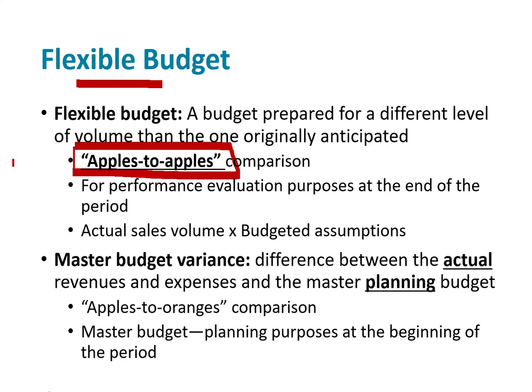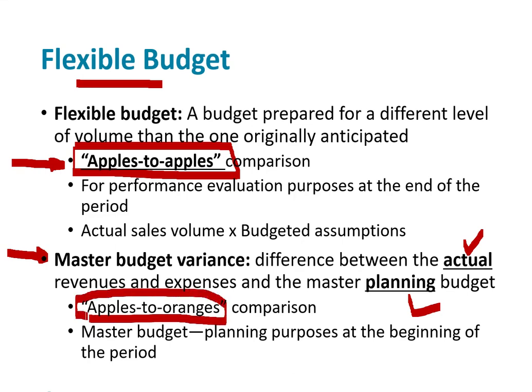So you need to make a flexible budget, which makes it an apples to apples type of evaluation. In other words, 40,000 versus 40,000, for performance evaluation purposes at the end of the period. So we'll start by looking at what happens if we use a master budget variance, the difference between the actual and the budgeted or the planning, which is an apples to oranges comparison. It's not a very good way of doing it, but you have to begin by just looking to see what that looks like.